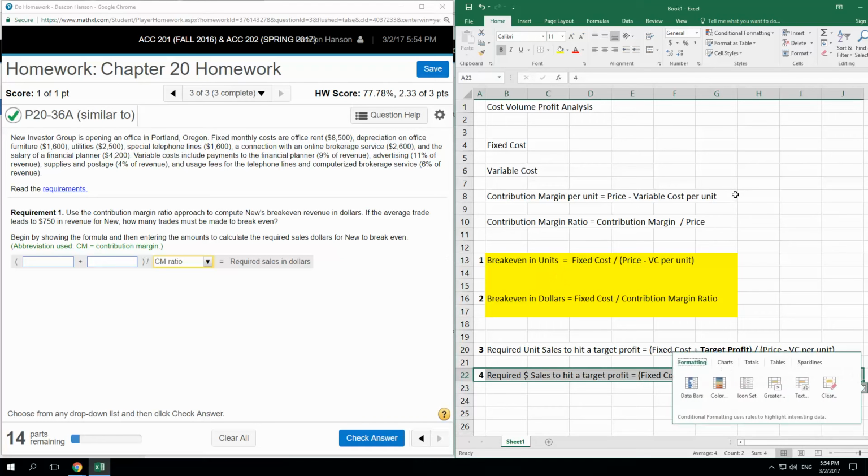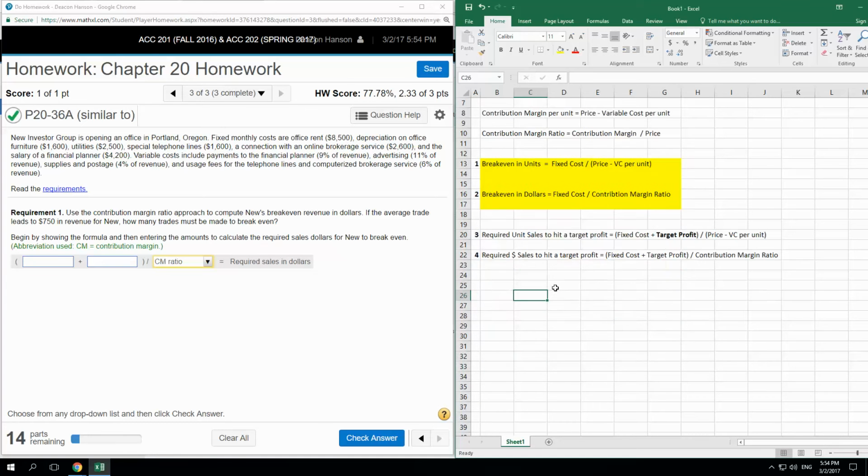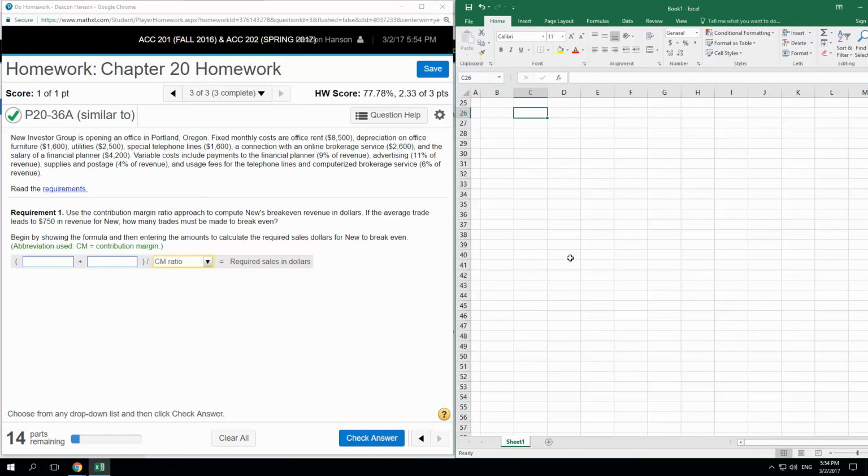Let's give ourselves more space here. You need the contribution margin divided by the price. So we have to figure out the contribution margin first.